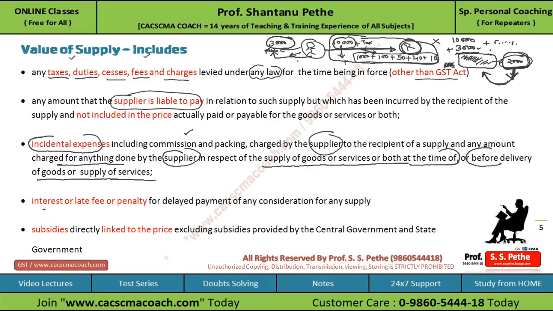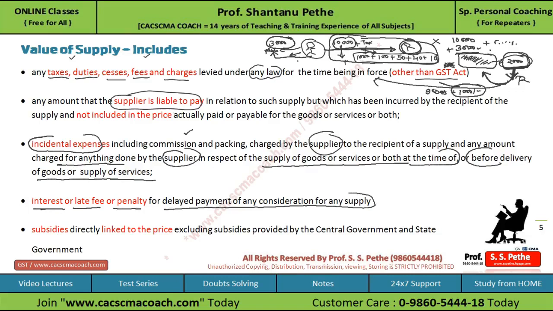Next point says that the interest or late fee or penalty for delayed payment of any consideration for supply. Suppose this recipient has delayed the payment of consideration to the supplier by, let's say, 90 days, and for that he has also paid 1,000 as the late fee. Now this late fee received by the supplier will also be treated as the value of supply. That is, it will be included in the value of supply.